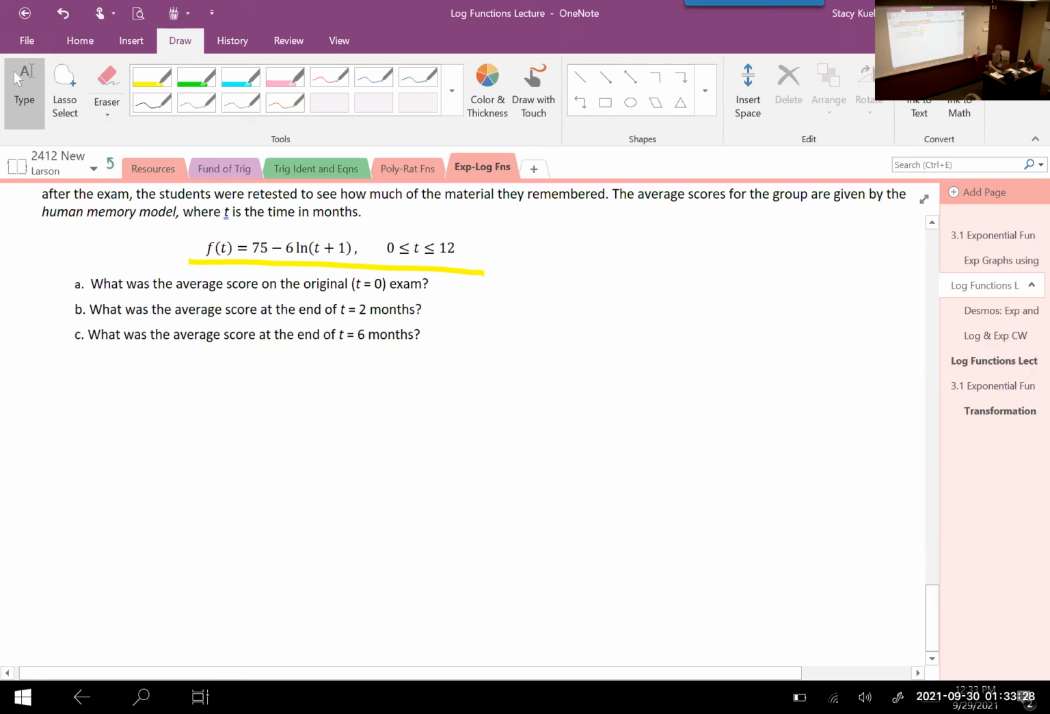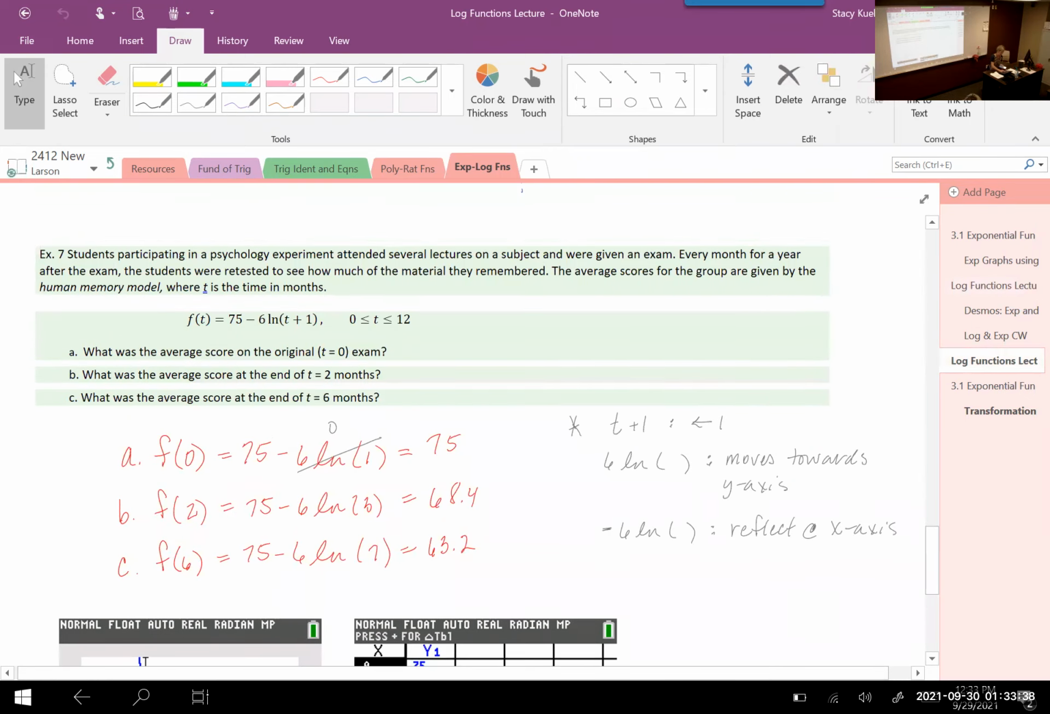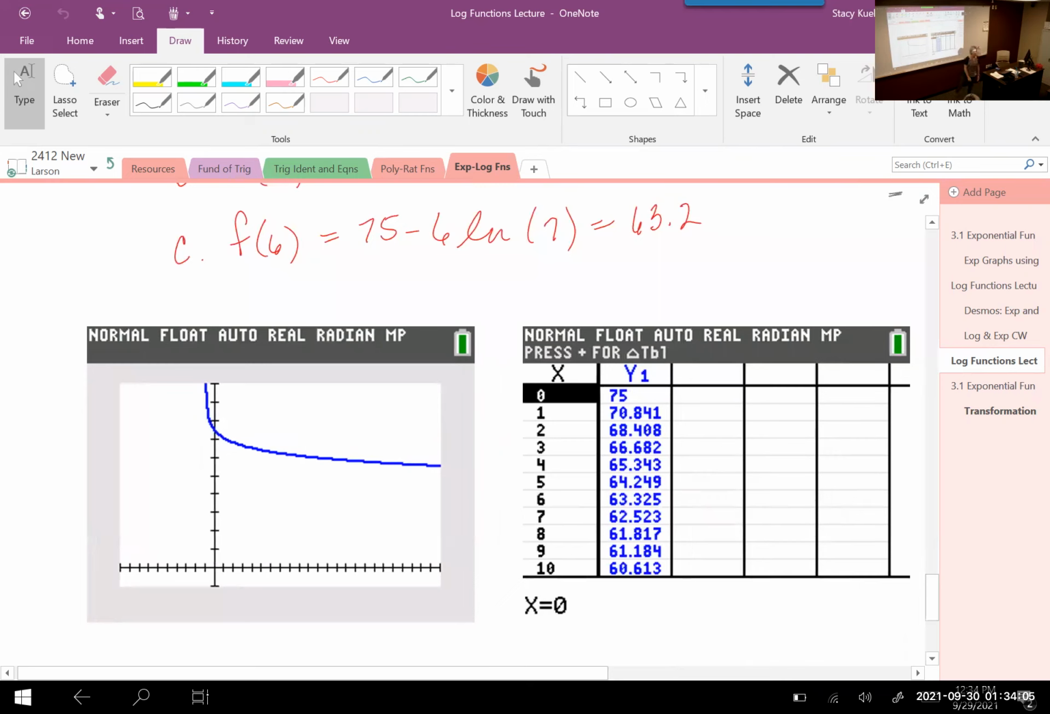All right, do we have values here? Yeah, on the original, it's 75. So the average score on this test was 75 after they took it, right? With 0 time elapsed, it was 75. After 2 months, what was the score? 68.4. After 6 months, what was the score? 63.2. So here is a graph of that function, right? That would be a decreasing function, wouldn't it? That's a decreasing function, isn't it?